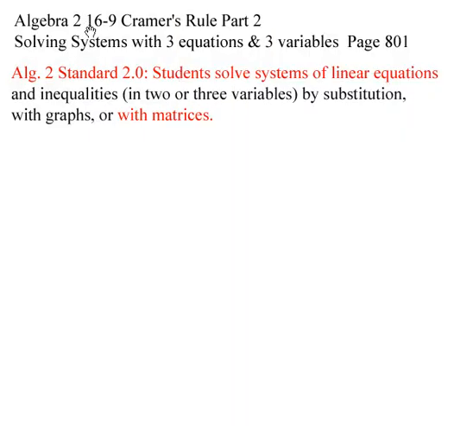Today we're continuing with Chapter 16, Section 9, the second part, which is Cramer's rule. First part, we talked about solving systems of equations that had two equations and two variables. So we're still completing Algebra 2 Standard 2. The material in the black ink we did at the beginning of the year. Now we're revisiting solving systems of simultaneous equations only using matrices.